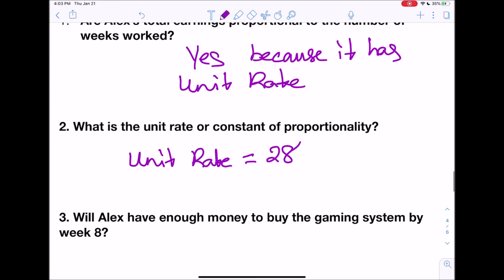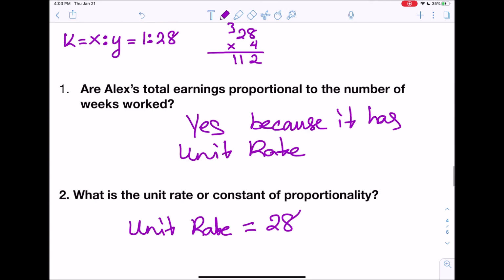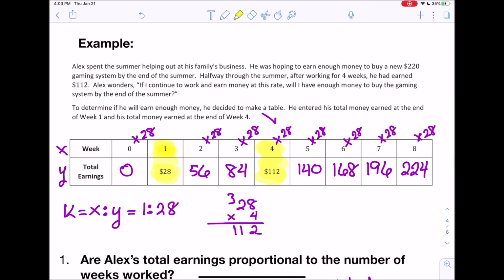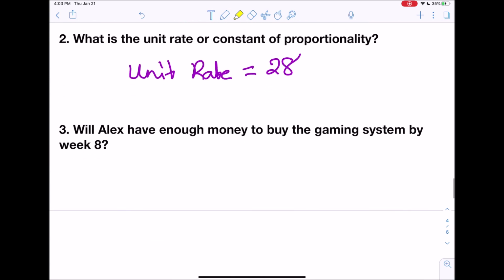Will Alex have enough money to buy the gaming system by week 8? I don't know, let's see. According to the problem, he was hoping to earn enough money to buy a new $220 gaming system. So we have to look at week 8. Did he make enough money, or will he make enough money? And yeah, it looks like he'll actually have $4 extra. So the answer is yes. He will have enough money to buy his gaming system.